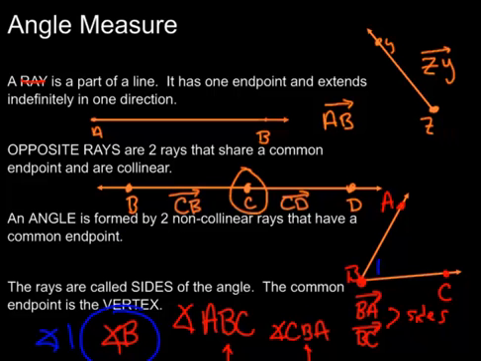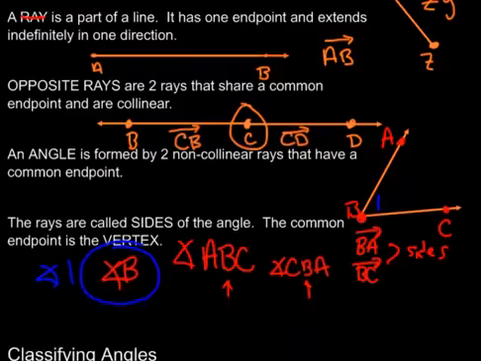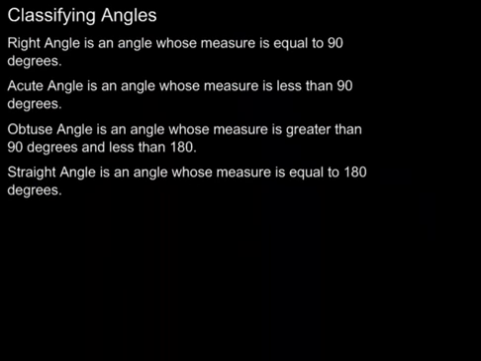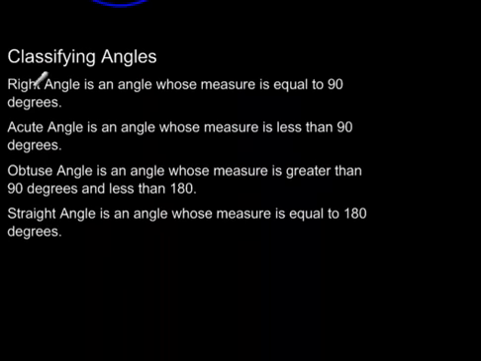So, we have ray, opposite rays, an angle, what is an angle, and the different parts of an angle. Now we have different types of angles. First of all, we have what is called a right angle. A right angle is an angle whose measure equals 90 degrees. So we could have an angle, and we know that it's a right angle because it has that little box in the corner that signifies that it measures 90 degrees.